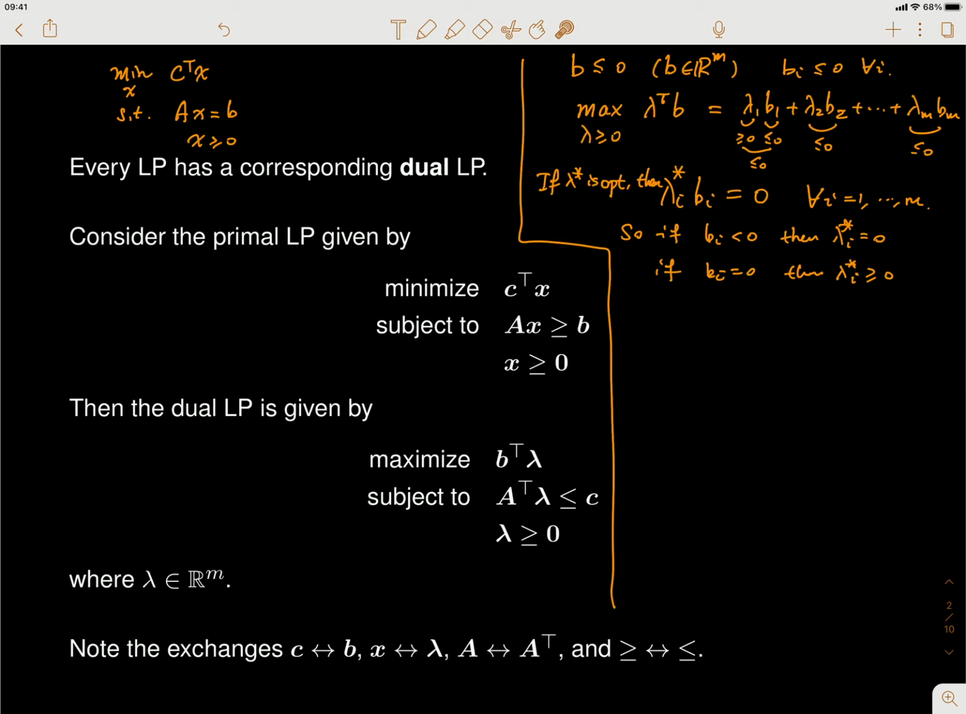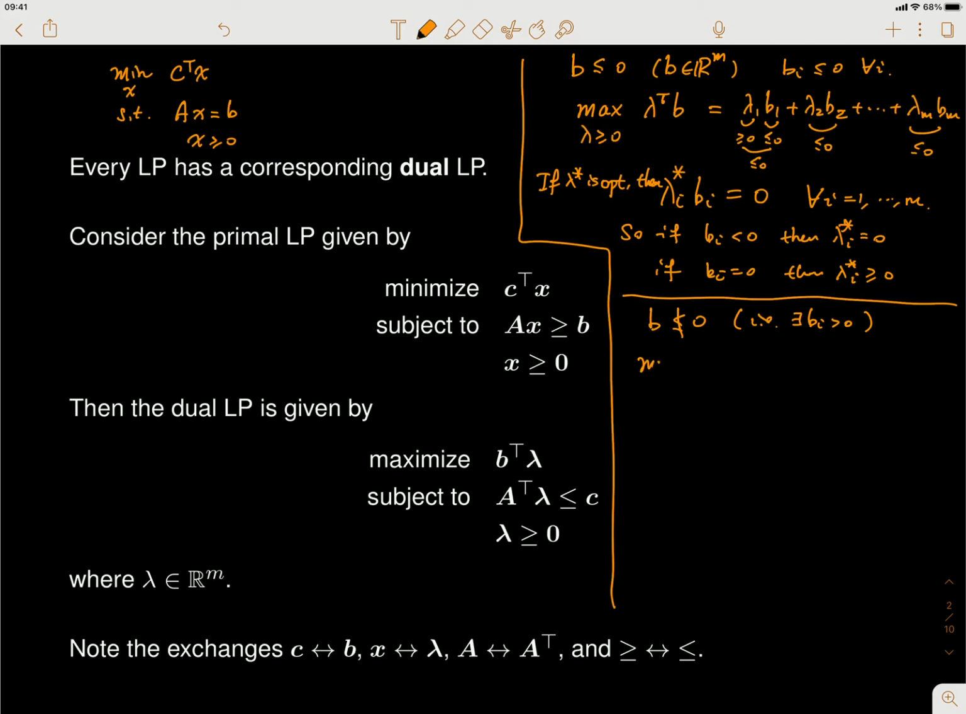What if b is positive, well, is not less than or equal to 0? That means one of the components of b is positive. So now let's consider this case. b is not less than or equal to 0, which means there exists some bi greater than 0.